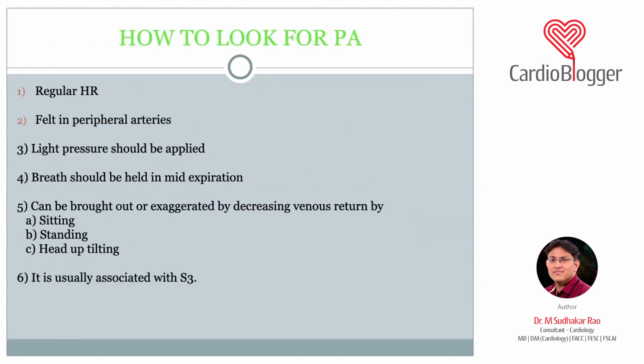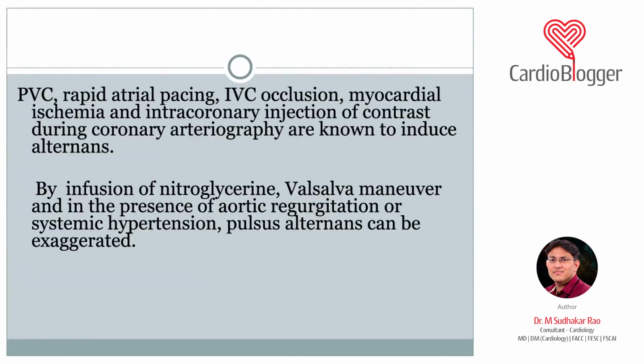Now how to look for alternans? I already told you it should have a regular heart rate. Peripheral arteries like the brachial you should feel. Light pressure should be applied. Breath should be held in end expiration or mid expiration. And you can bring it out by certain maneuvers like sitting or standing, which decrease the venous return, or head up tilting like the Trendelenburg and Lundberg position. And most of the time alternans is always associated with an S3.